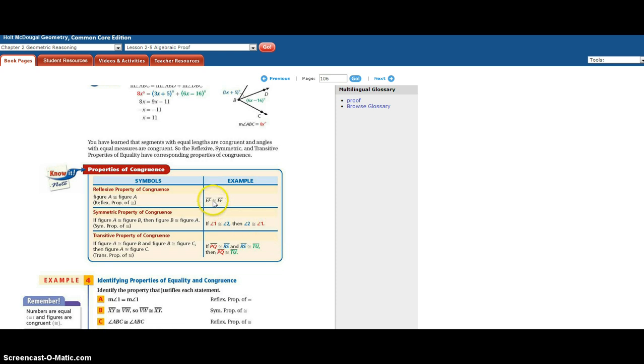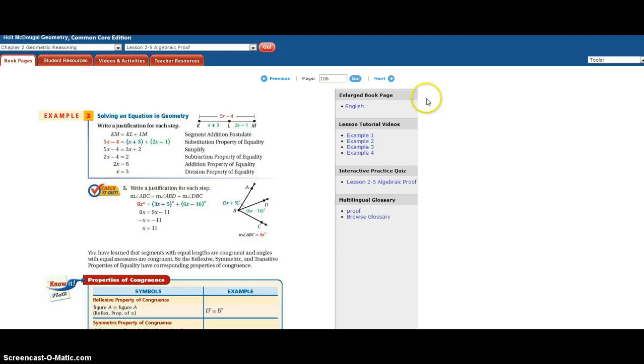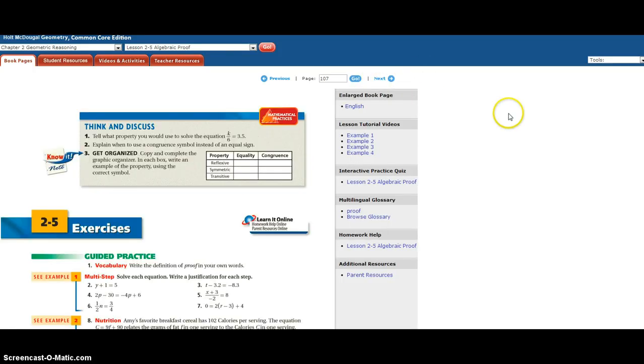Notice the symbol has a little line over the equal sign. That's because we're talking measures are equal. That's the congruent sign. So just note that you can't use an equal sign when we talk about the measure of things. We use a congruent sign because they're not equal. They're two different things. They're just equal in measure.